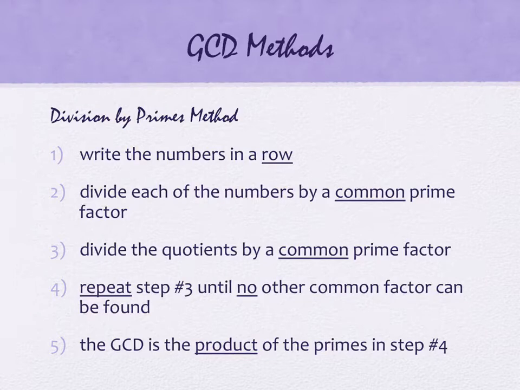What we're going to do is write the numbers in a row. And then we look at the 2 numbers that we're dealing with, or 3 or whatever, and we ask ourselves, what prime number divides all of them? Not just what prime number divides one of them. And we divide by it. And then we keep doing that over and over again until the 2 numbers no longer have anything in common. So divide the quotients by a common prime factor. Repeat step 3. And then step 5 is that the GCD is the product of the primes that we divided by.